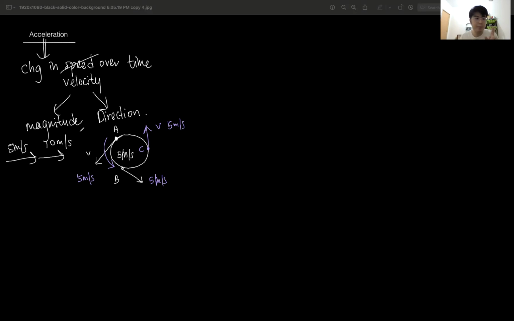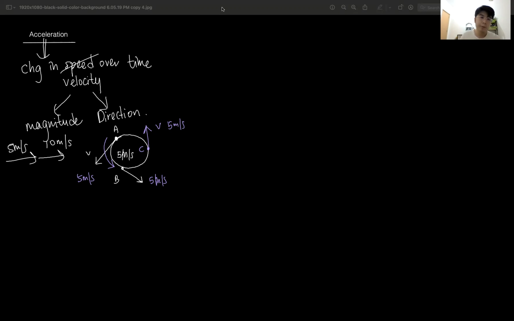In both cases, left and right, you are accelerating. So if there is a change in either one, there is acceleration. Acceleration is the change in velocity over time.